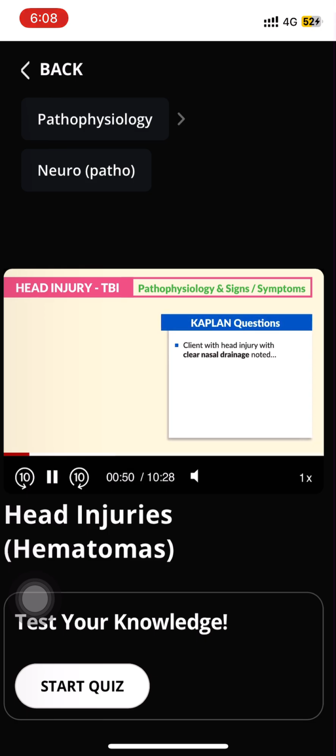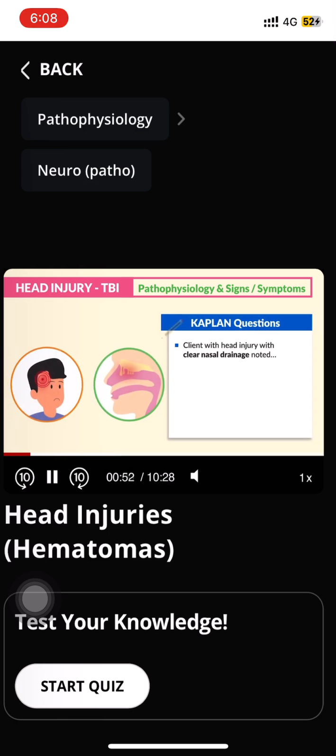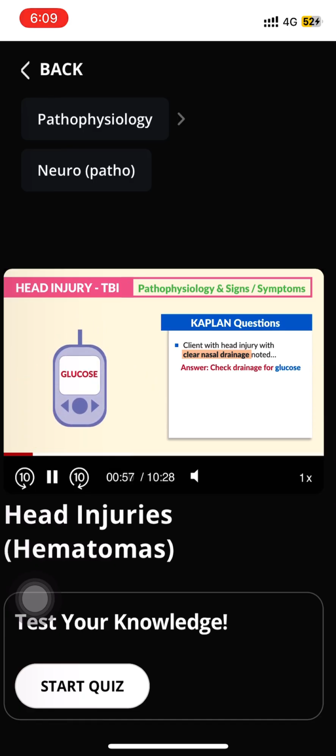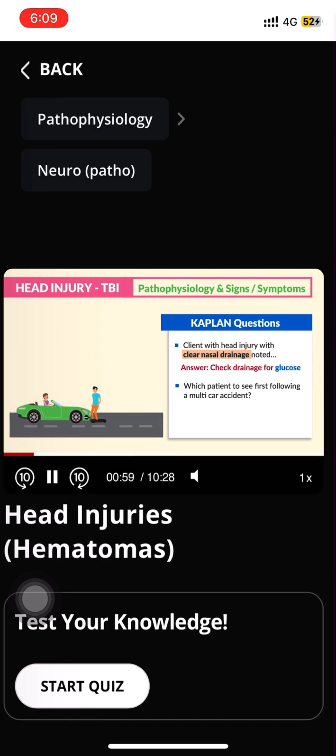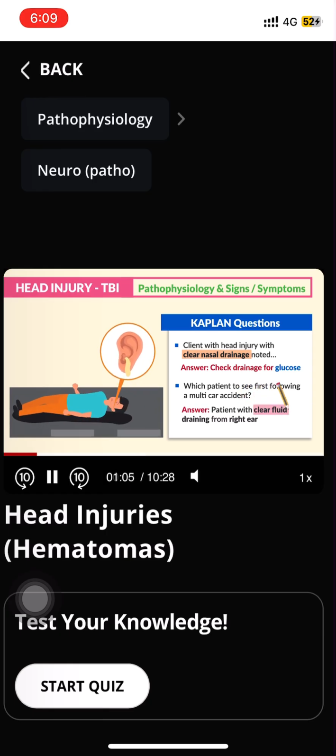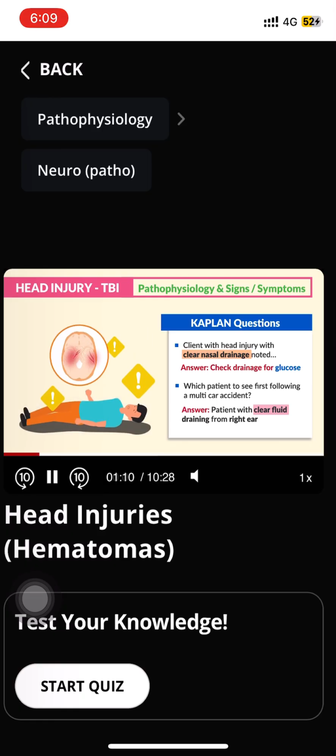So Kaplan questions mention a client with a head injury with clear nasal drainage is noted. We have to check the drainage for glucose. And the second question was, which patient to see first following a mass casualty incident? And the answer was the patient with clear fluid draining from the right ear. This is a basilar skull fracture, and this is a priority patient.